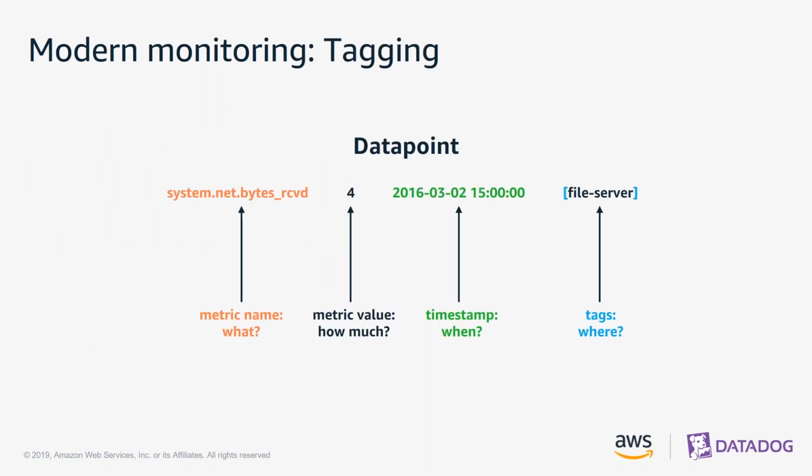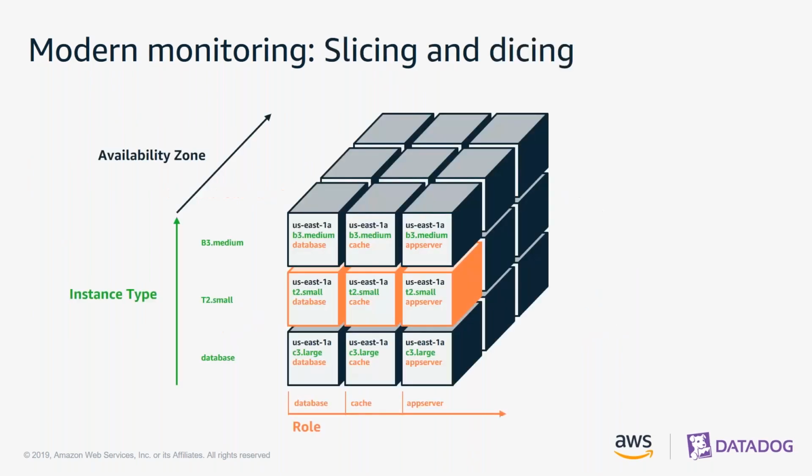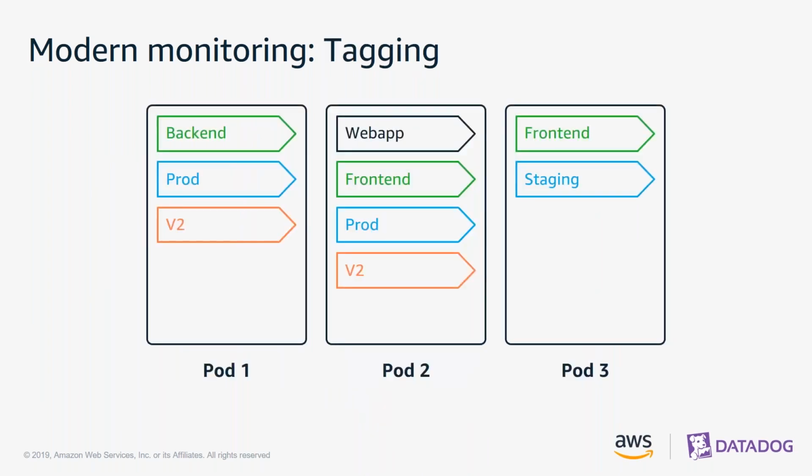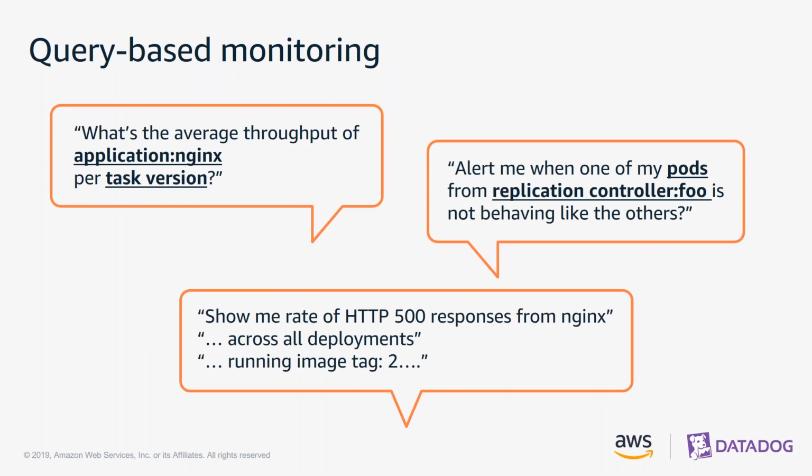Tags are key to modern monitoring because they allow you to aggregate metrics across your entire infrastructure at whatever level you choose. You can slice and dice in any dimension. And because of that, we can ask similar questions in new ways of new abstractions. We can look at pods or daemon sets or deployments or services.